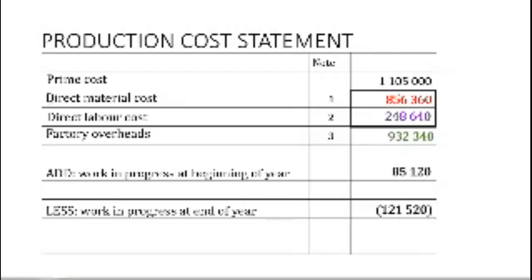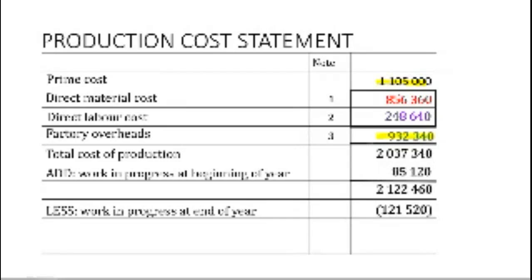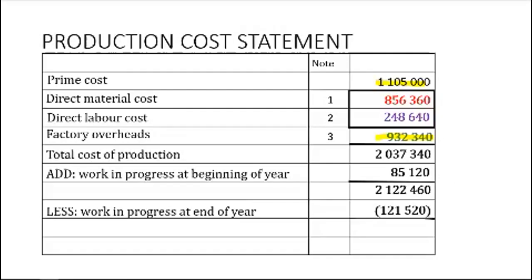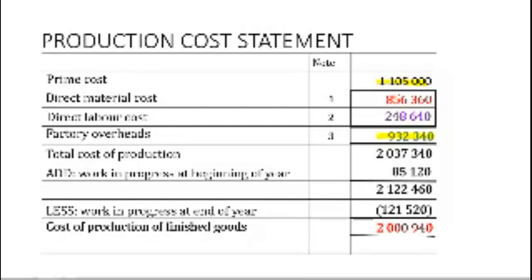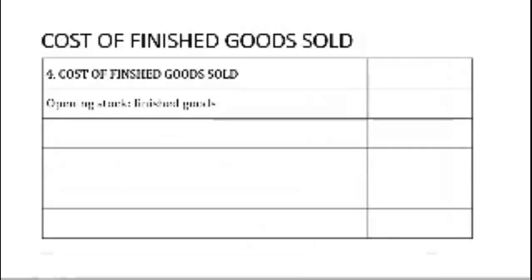And right there, I will simply take my prime cost, add it with factory overheads to get my TMC, which is my total manufacturing cost. And my total manufacturing cost will be 2,037,340. And then you add work in progress at the beginning of the year, you will get 2,122,460. And then you minus work in progress at the end of the year. That will give us the cost of producing all our goods, and that will be 2,940. And after calculating the 2,940, I'm going to go straight to cost of finished goods.